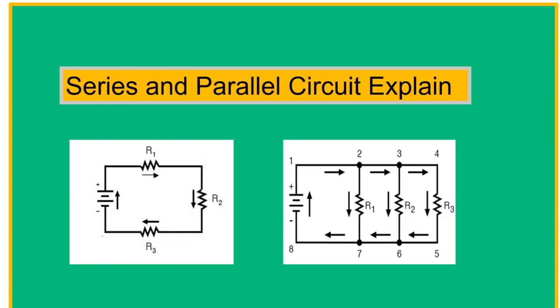The two simplest types of circuits are series and parallel circuits. A series circuit has all loads connected in one row, and there is only one path for the electricity to flow. A parallel circuit is a circuit that has two or more paths for electricity to flow. And now let's proceed with our discussion.